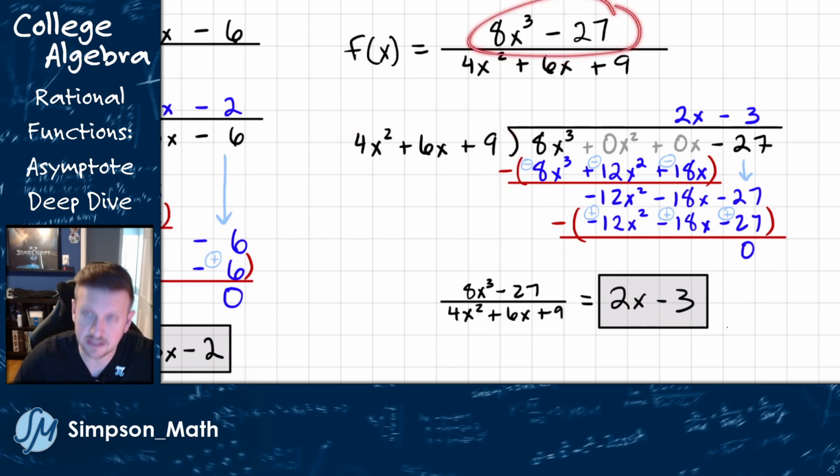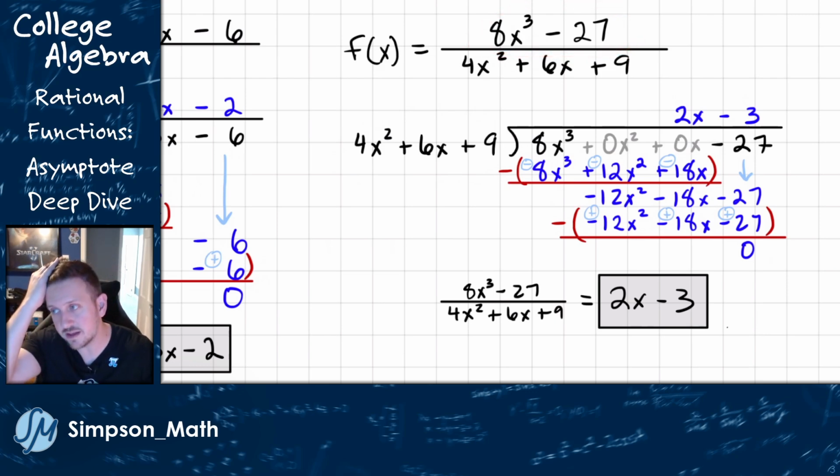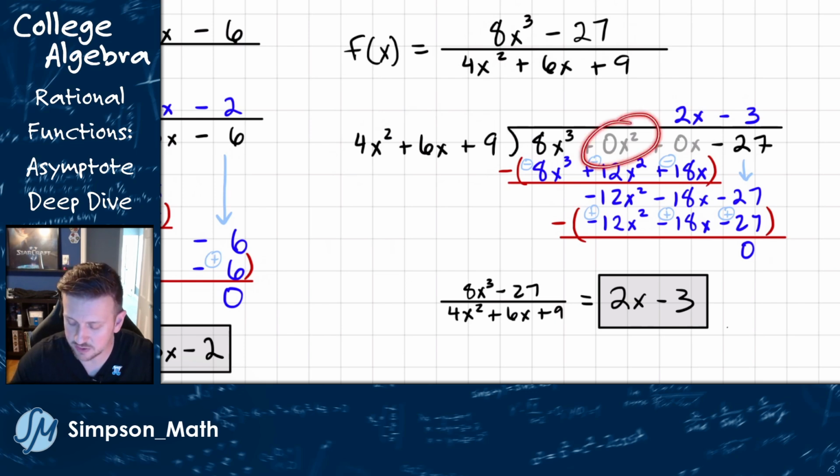Notice here with these 3 terms, sorry, it's a cubic, but I just see 2 terms. I'm missing this squared term and the linear term. So I need to include them. I have to include them. This is not an optional step. I have to include them with this 0x squared and that 0x. So I have to maintain those place values.